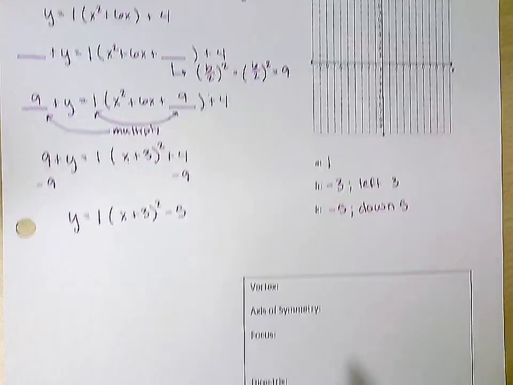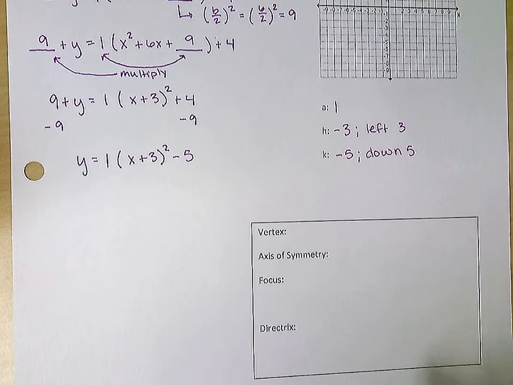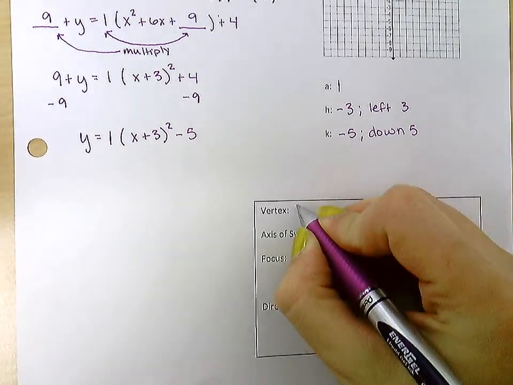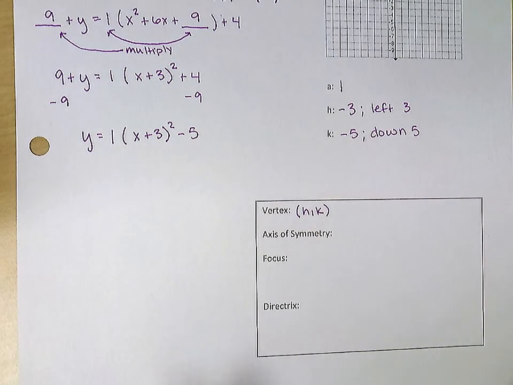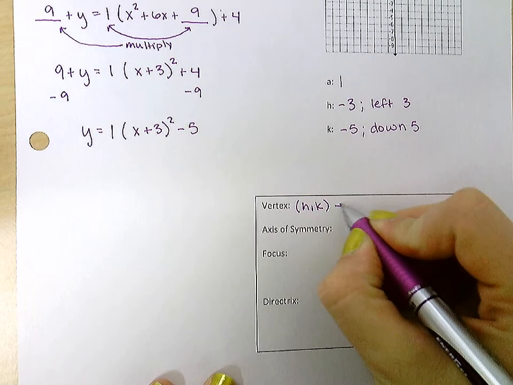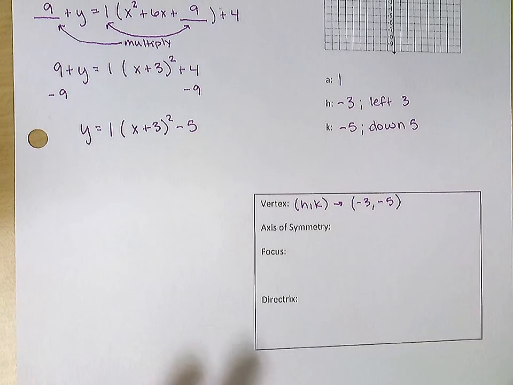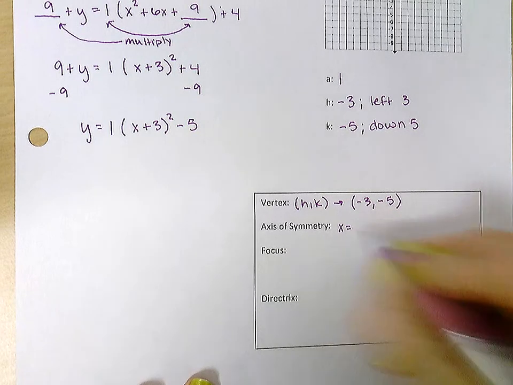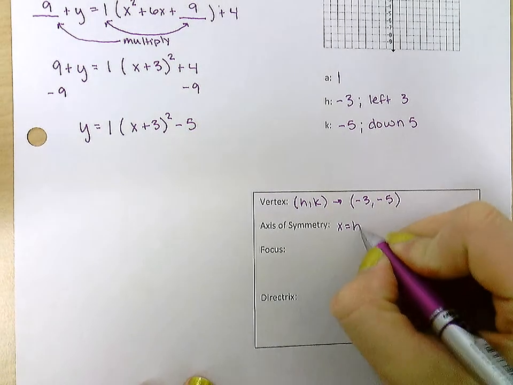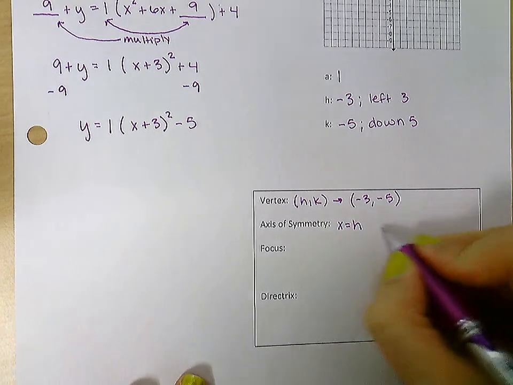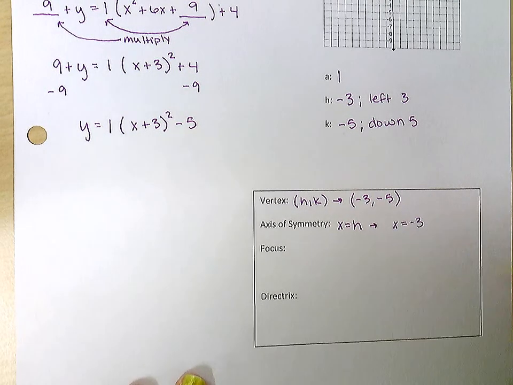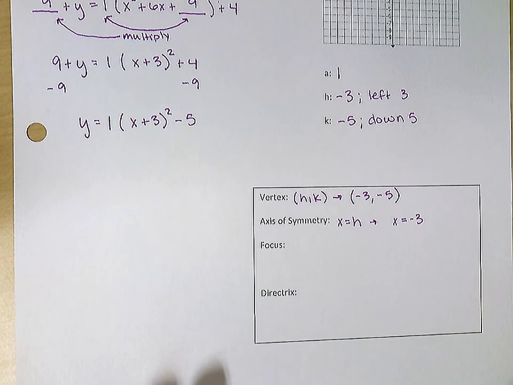Okay, so next I still want to find these characteristics. So for our graph here, your vertex is still at h, k. We found out what h was. It is -3 and k is -5. So that is where my vertex will be. Your axis of symmetry is at x is equal to h. So we have x is equal to -3 for that axis of symmetry.